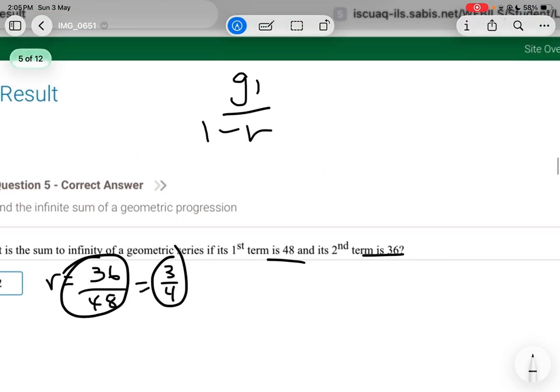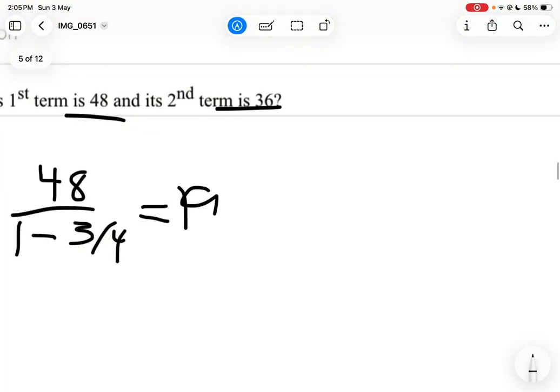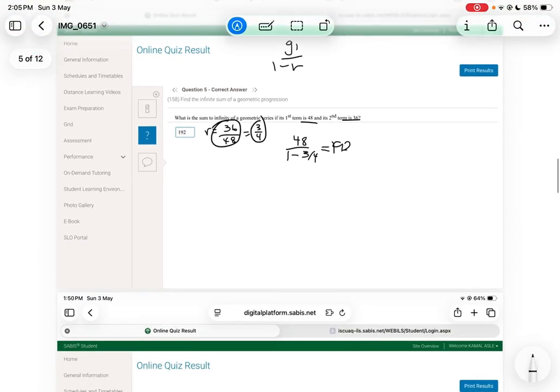So you found R, so you can easily use this. G1 is 48, as it's given. So 48 over 1 minus 3 over 4. And when you solve it in the calculator, you'll get 192. And that's your final answer.